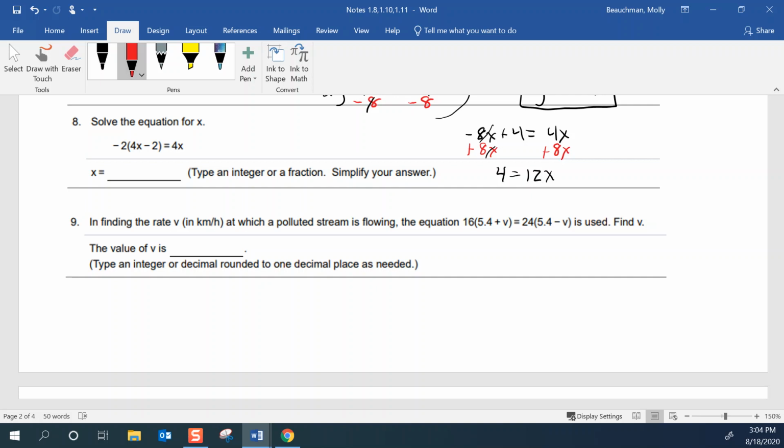Now to get x by itself, divide both sides by 12. And I end up with x is equal to 4 divided by 12 is a fraction. We can reduce that. 4 goes into 4 and 12. That reduces to x is equal to 1/3. All right, last example.